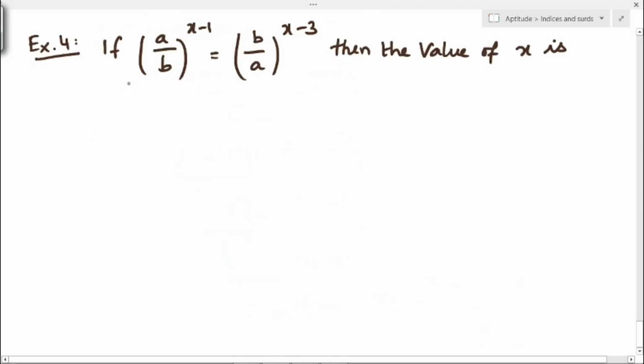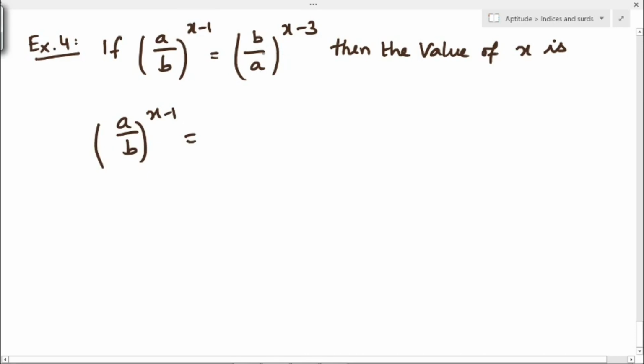Next example: if a divided by b to the power x minus 1 equals b by a to the power x minus 3, then the value of x is. So we have to find the value of x, and we have (a by b) to the power x minus 1 equal to, and on the right hand side we have (b by a) to the power x minus 3. So first we have to convert this into a by b.